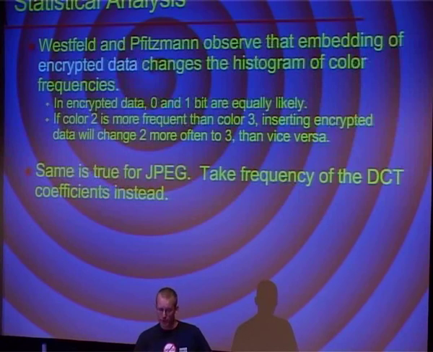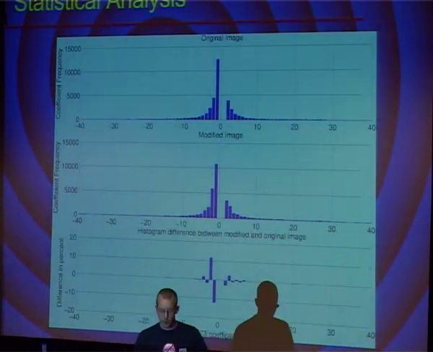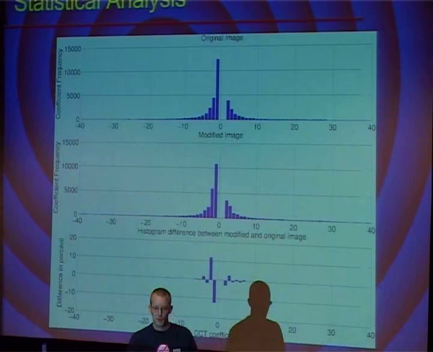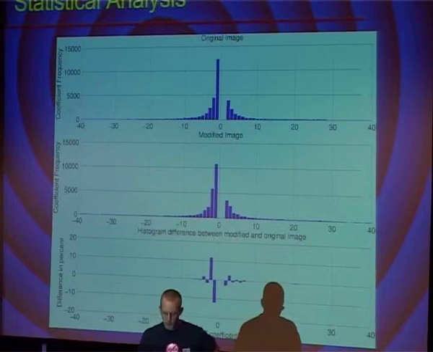And the same is true for the JPEG image format. Instead of taking colors, or the frequency of the colors, we take the frequency of the DCT coefficients. And let's see how that works. We have seen this graph here. The first graph shows us the histogram of the DCT coefficients before modification, and the second graph shows us after modification. And we'll be looking at the -1 and the -2.